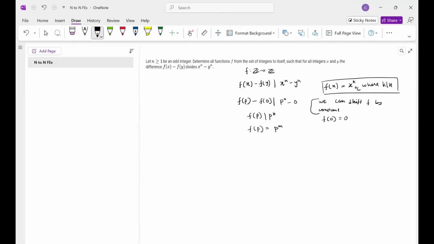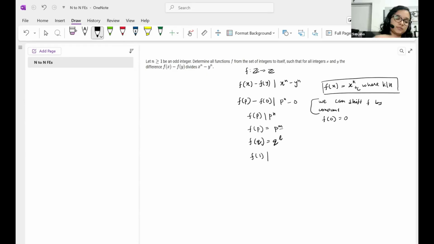Yes, and then the result would follow from our previous thing. But we don't know that this exponent is the same, right? So you can have f of q is q raised to l. So that might not work directly. We can say that f of 1 is equal to 1 because of our scaling thing. And that will say that f of p minus 1 should divide p to the power n minus 1, which means p to the power m minus 1 has to divide p to the power n minus 1, which means m divides n.